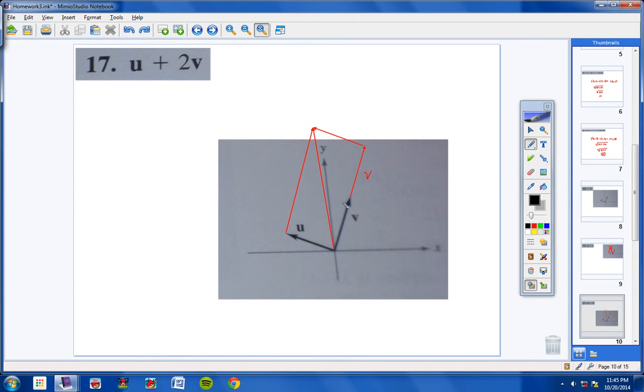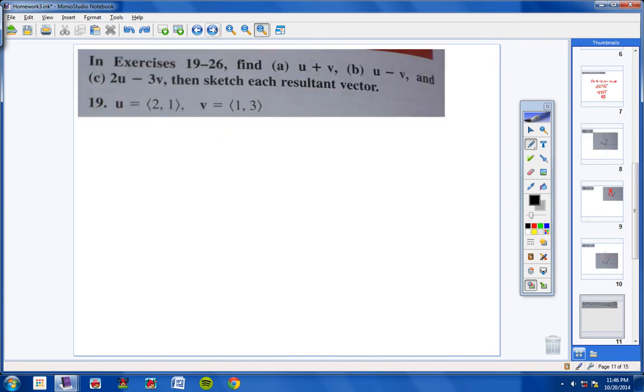Let's go over it again. I multiplied v times 2, so here's v, then another, that's 2 v's, and then I added u. Well, here's u, so I put u right here, going up this way, and then here's your answer right here. Okay, moving on to number 19.